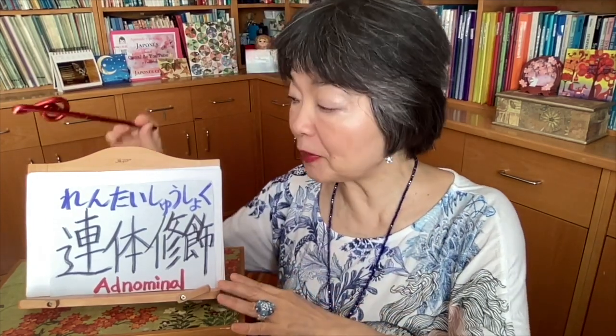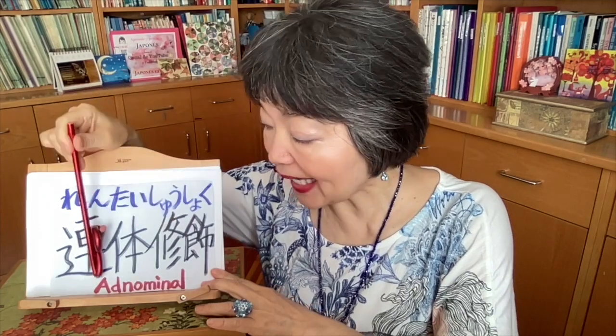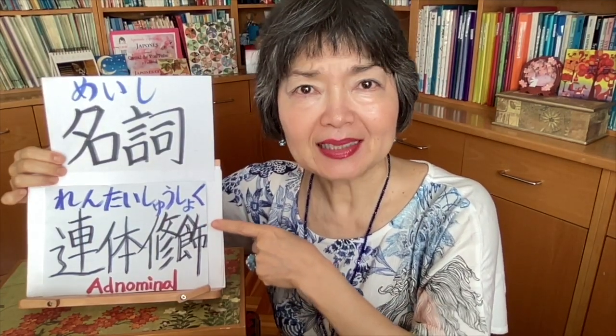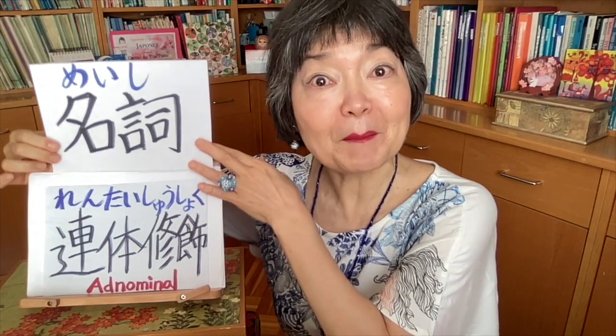Today it's part 1, and I'm gonna explain about 連体修飾. In English, you say adnominal. You don't have to remember this word anyway, but this means how to decorate 名詞, the noun. So, the way we can decorate nouns. Actually, you already know some of them.